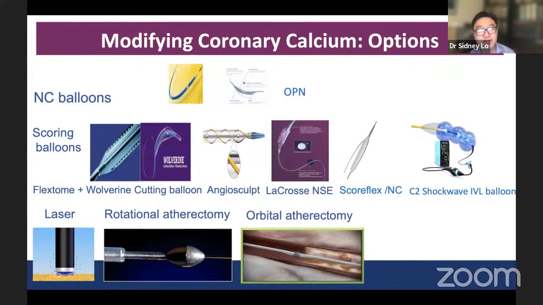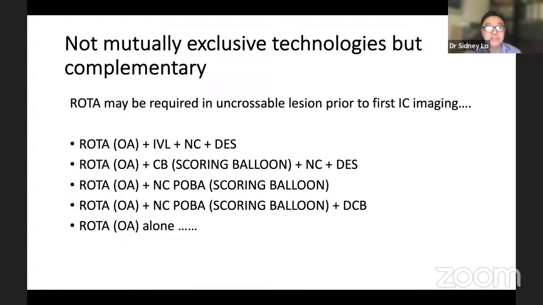In terms of modifying things, is the Shockwave balloon also a scoring balloon? After all, you're causing cracks. And the OPN balloon maybe is a very expensive NC balloon with high power. But I'm just going to say that we've seen the cases presented before today, and probably it's not mutually exclusive. It's not one or the other. There are cost implications, but it's a mixture.